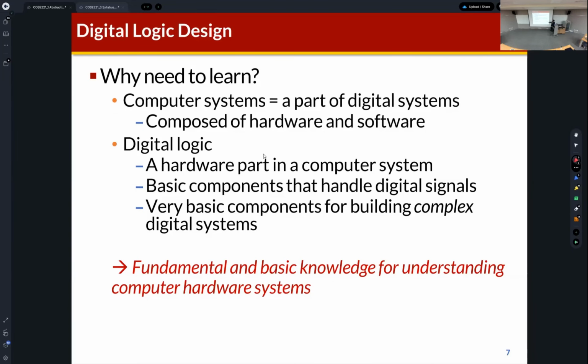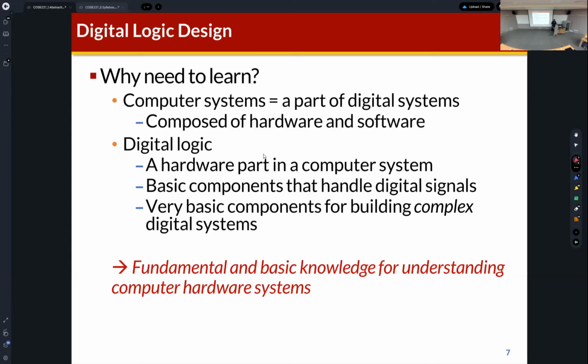It's very fundamental knowledge for understanding computer hardware systems. So why do I teach these things? Why do I talk about the motivation of this course? Because I think motivation is very important for learning something.